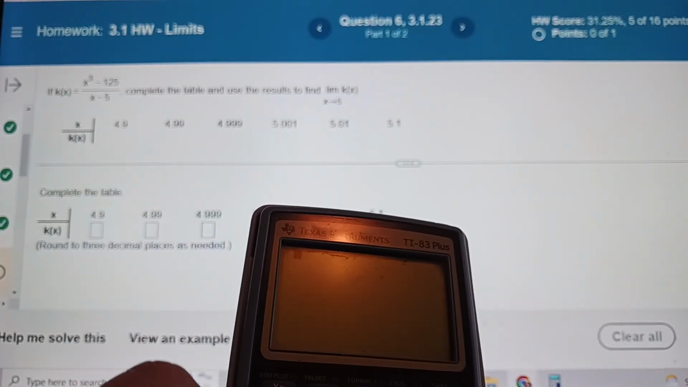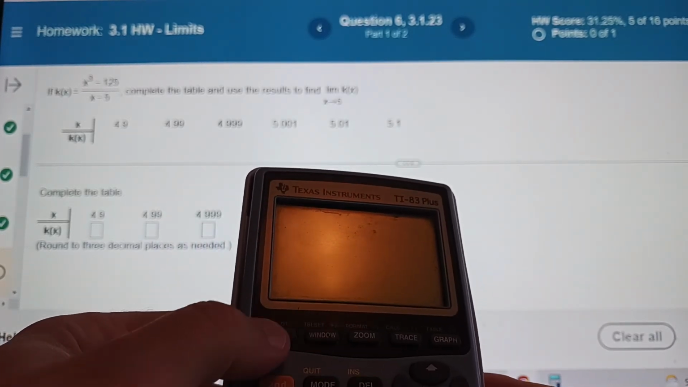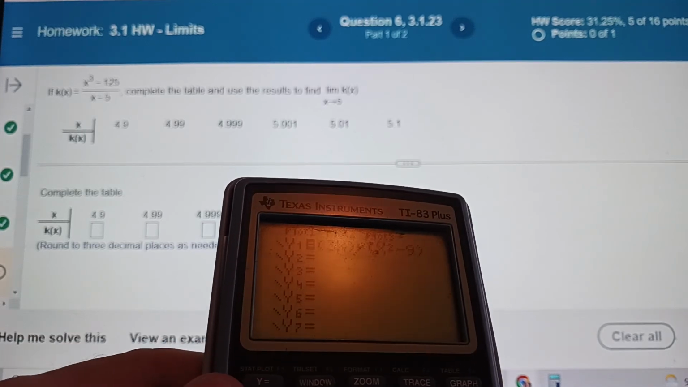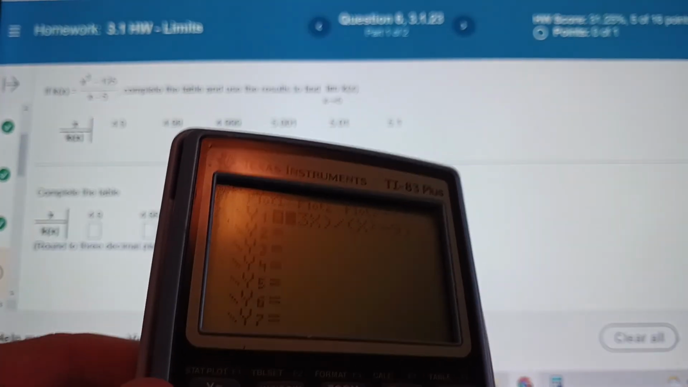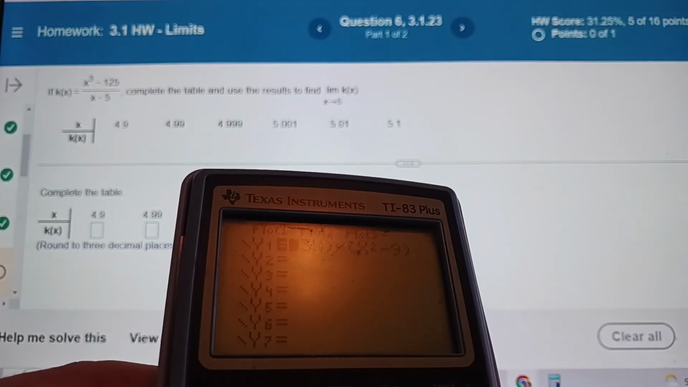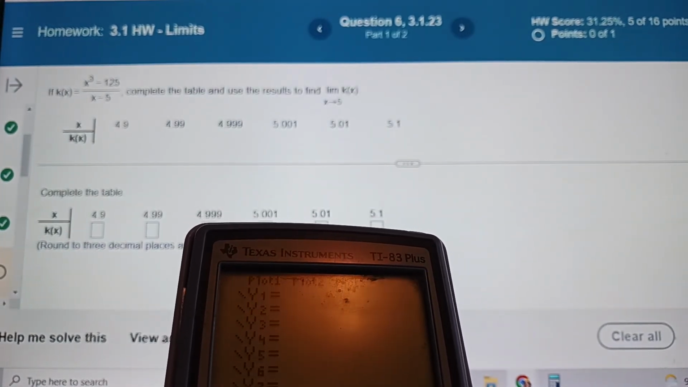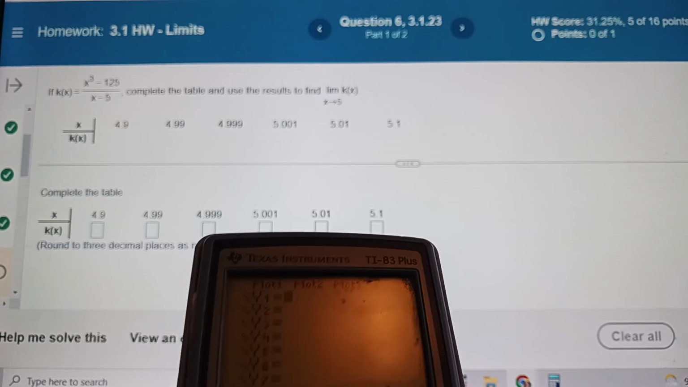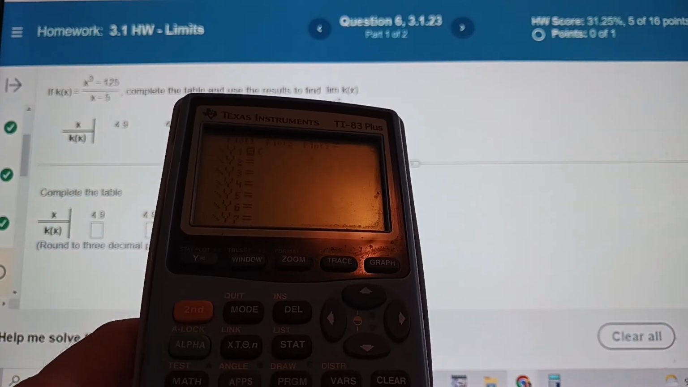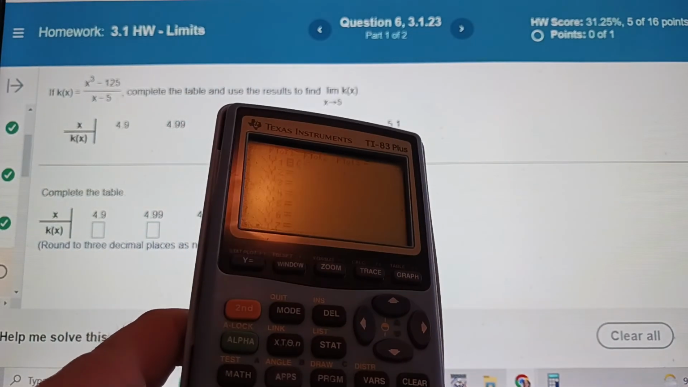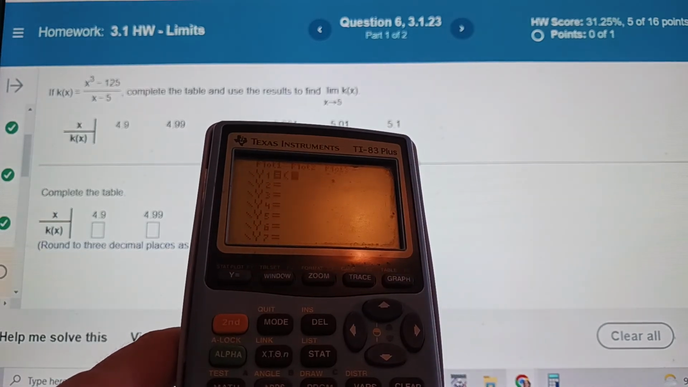Okay, so I'm going to press my Y equals button right here in the top left. And notice I already have some kind of equation in there. So I'm going to clear it out. And because I have a fraction, fractions have implied parentheses, even though they don't put them. So I'm going to put parentheses. I'll type it so you can see what I'm typing and then zoom in on it.